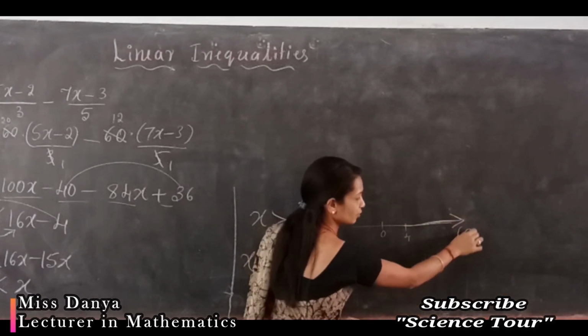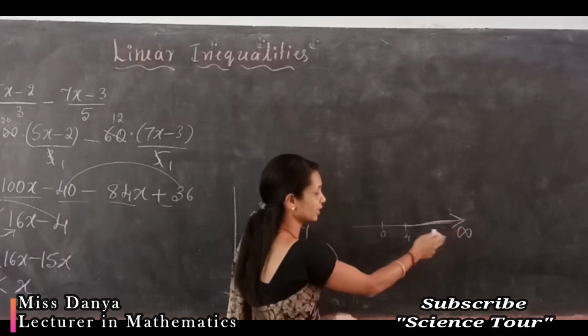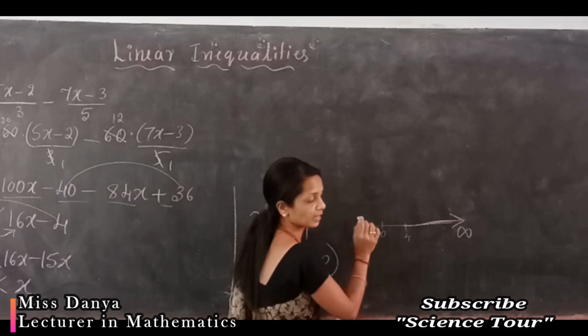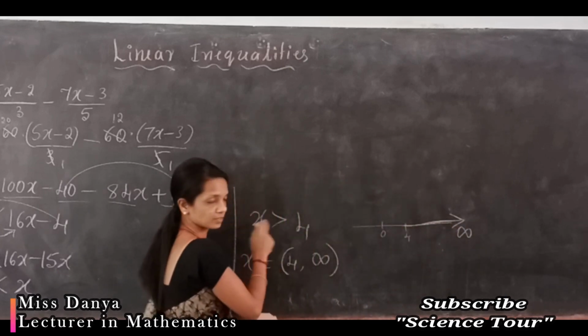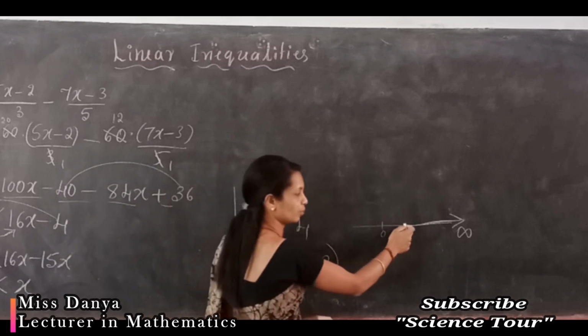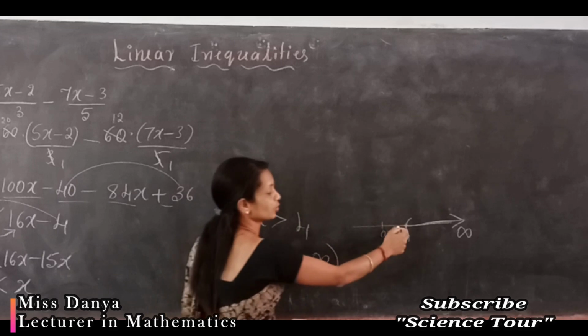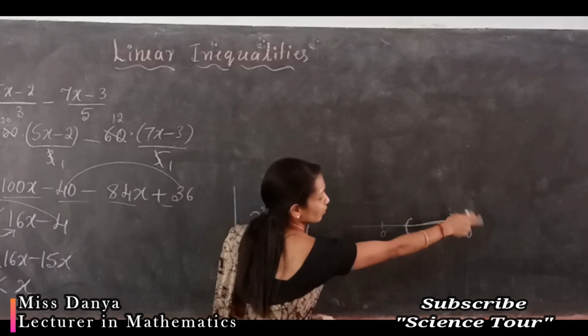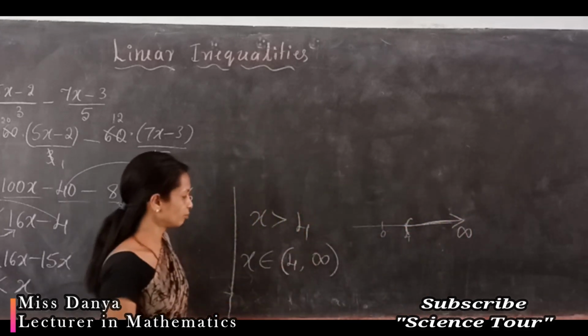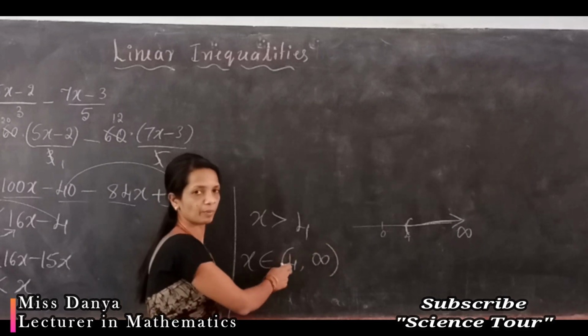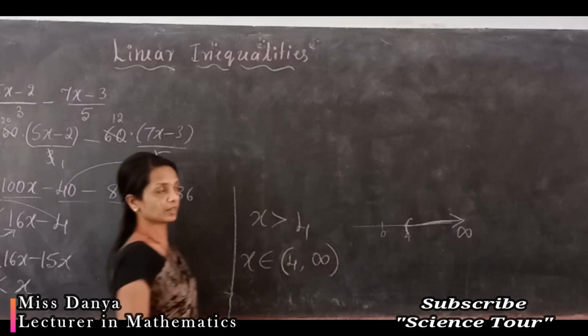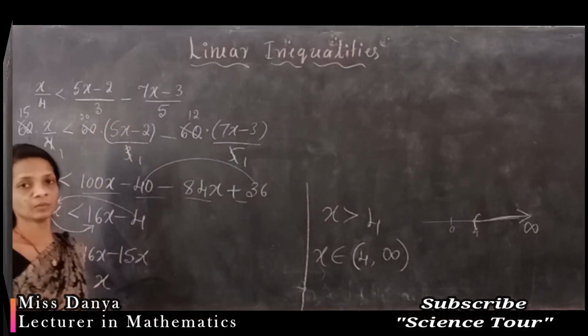As you continue, you will get plus infinity on that side, and from 4 you have to start, since x is greater than 4. From 4 you are starting, and since you have a strict inequality symbol, you have to use a round bracket, and always a round bracket on the infinity side. So 4 to infinity, the open interval 4 to infinity, will be the solution of this inequality.